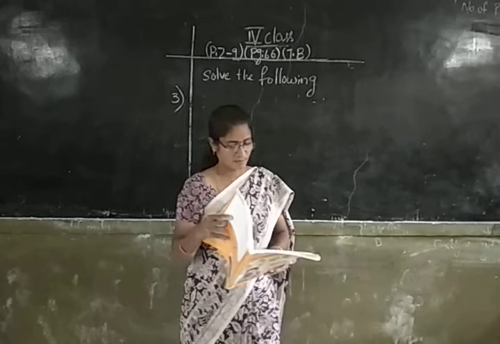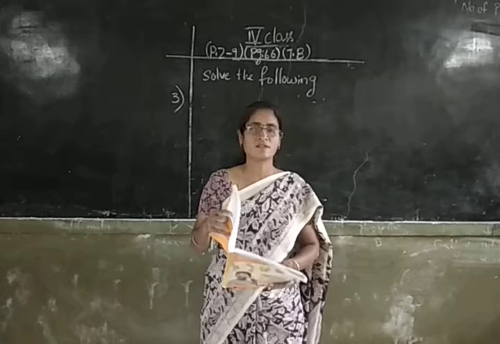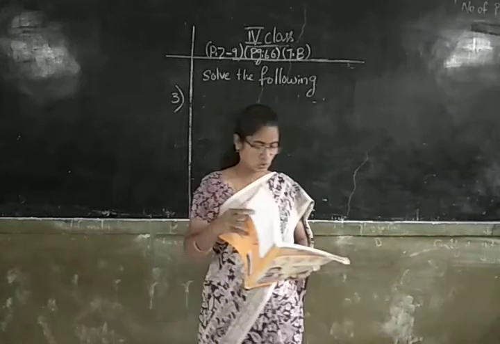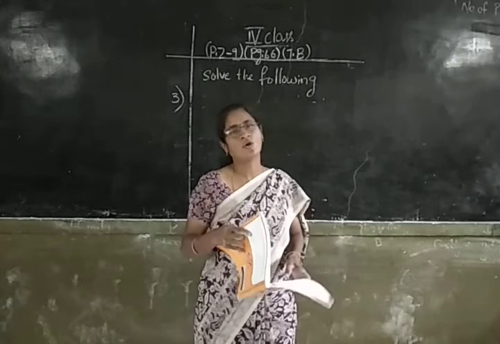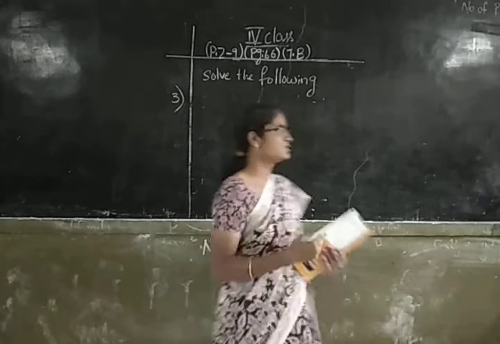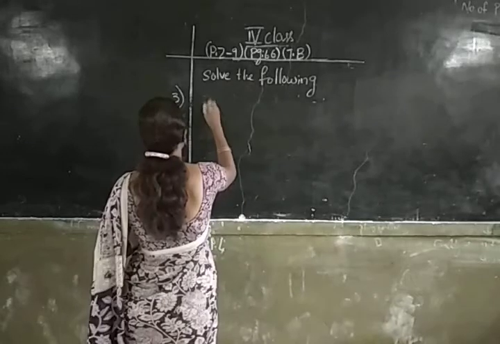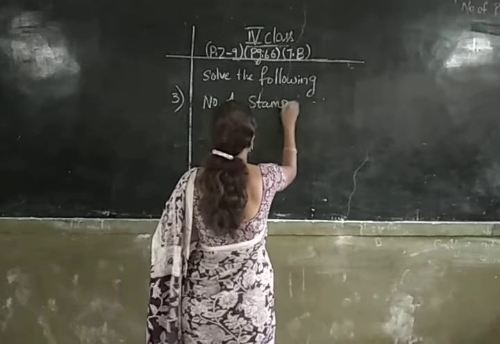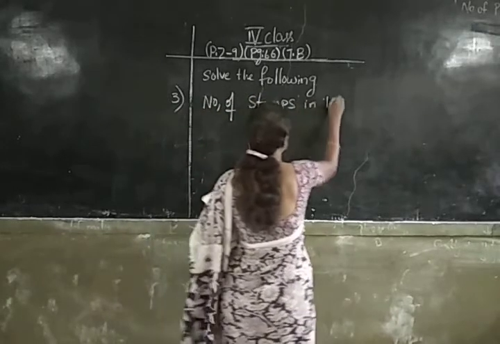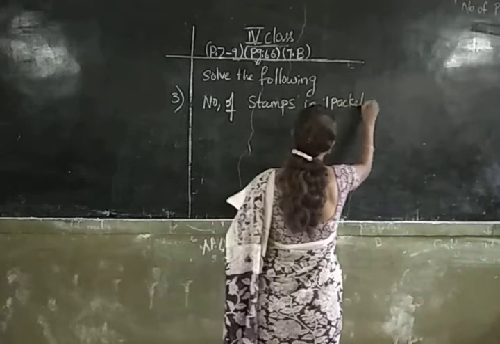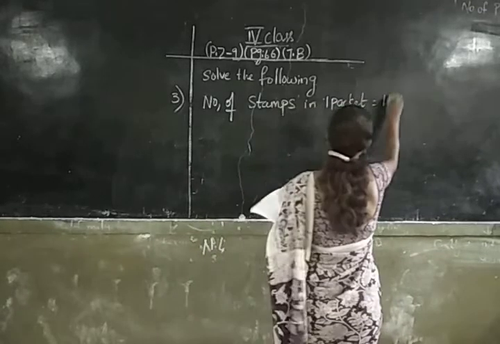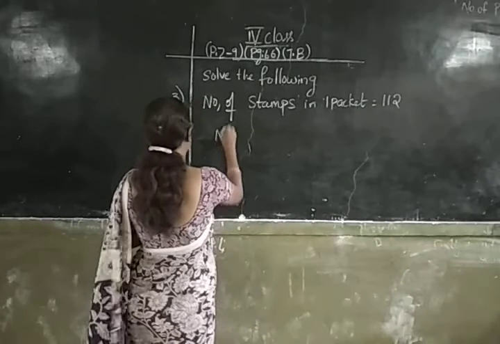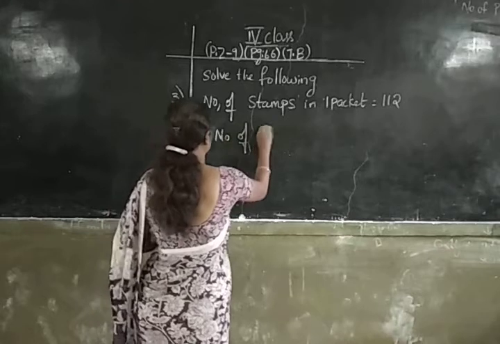Deepali has 23 packets of stamps. In each packet there are 112 stamps. Now we have to find out how many stamps Deepali has. So first let us write down the number of stamps in one packet. So in one packet how many stamps are there? There are 112 stamps. So how many packets is Deepali having? Number of packets.